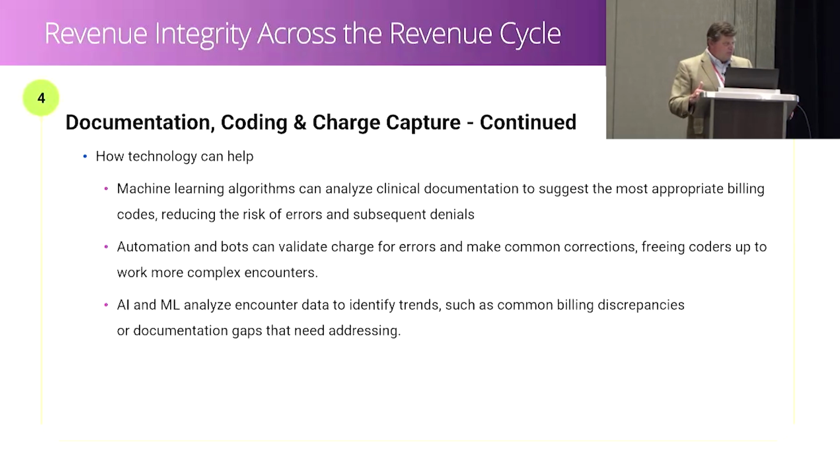And the next portion feeds into that, where you have automation and bots that validate charges for errors and make common corrections. So there is technology out there right now that will take the documentation or take the charges from the EHR, and before it goes into the billing system, it's in front of a coder and it scrubs every single one. So how many in the room have your coders, or if you are a coder, do this, that you see every single encounter that comes from the EHR before it goes in the billing system?